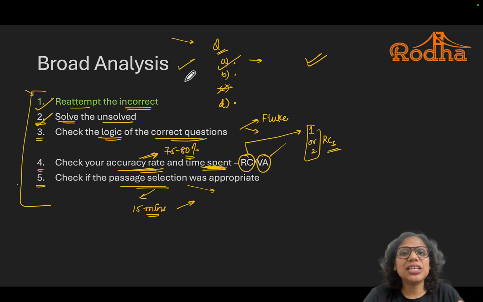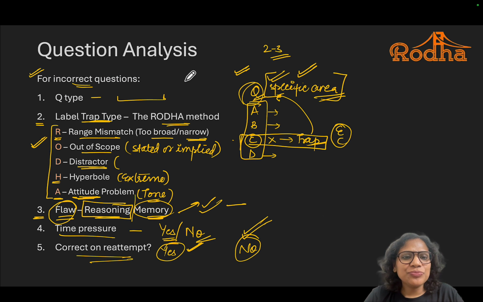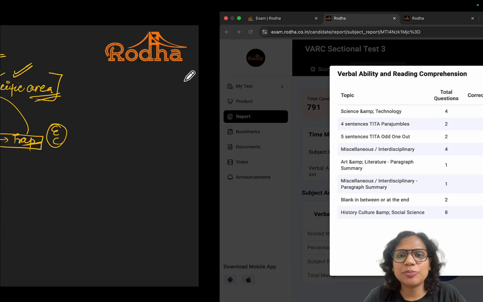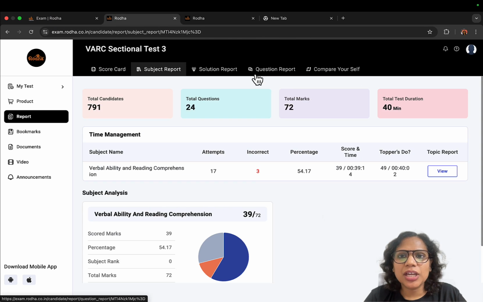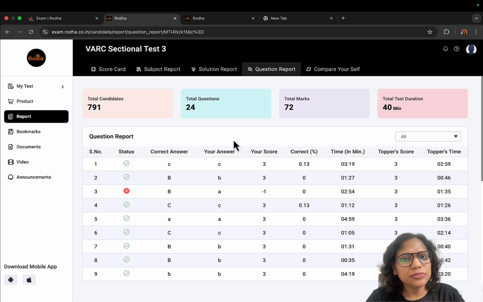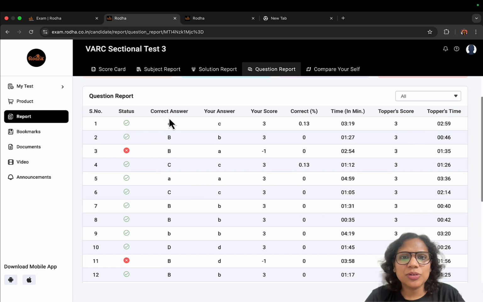Now, I understand that this will take a lot of your time, but again, as I showed you, the mock portal is here to help you. For example, here also, in a question analysis, how can the mock portal help you? Let me show you. So, here is your question report. It shows you the status of your answer, whether you got it correct or not, and how much time you took.